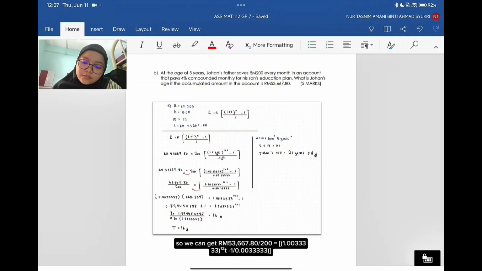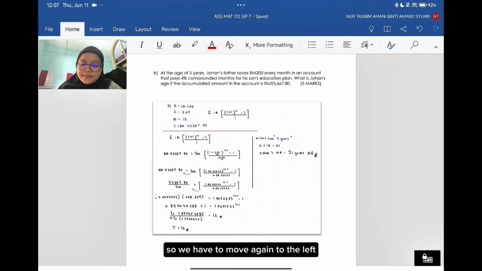So we can get RM 53,667.80 per 200 equals to (1.0033333)^(12t) minus 1 per 0.0033333. So we have to move again to the left. Move the value again to the left.